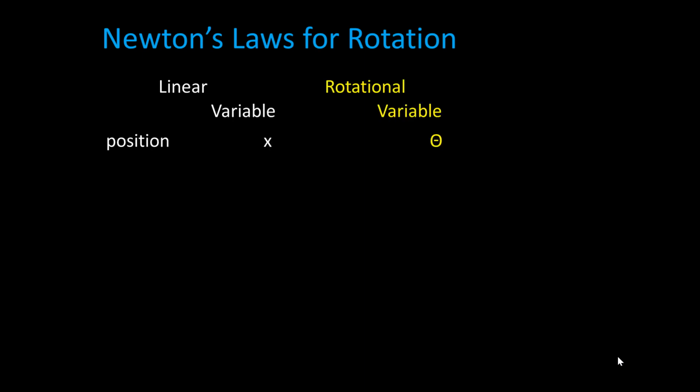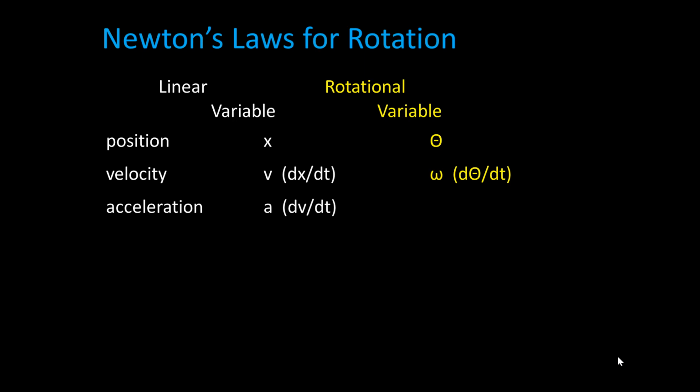For position, x and theta. For velocity, v and omega. For acceleration, a and alpha. Now let's take a look at time, over a period of time. That'll be the same in both worlds, but our force in the linear world is our net force. And we'll be looking at mass in kilograms.